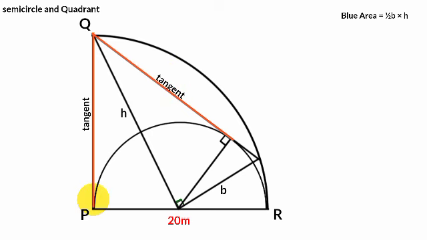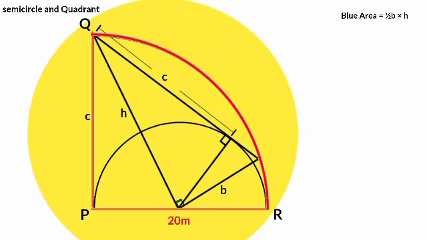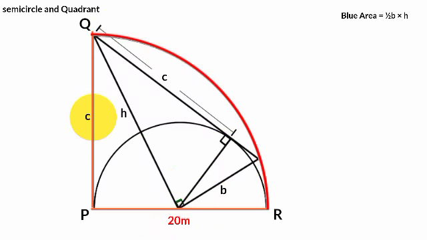From the circle theory, there is a rule that if any two tangents are drawn to a circle from the same point, the distance from that point to the point of contact is the same for both tangents. That is, the distance from this point to this point must be equal to the distance between this and this point here, meaning this and this line are equal in length. So let's assume the length of their sides to be C. Now recall, this PQR is a quadrant, and since it is a quadrant, this side and this side are radii of its circle, which are equal. So since this is C and this is 20 meters, C equal to 20 meters.